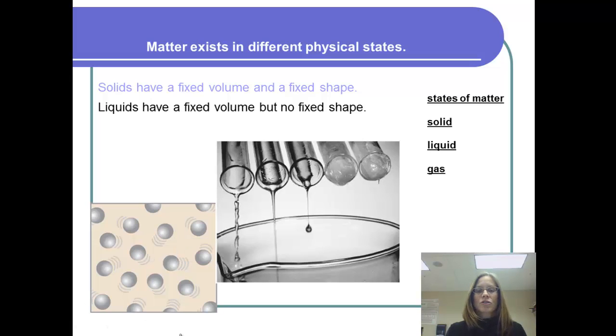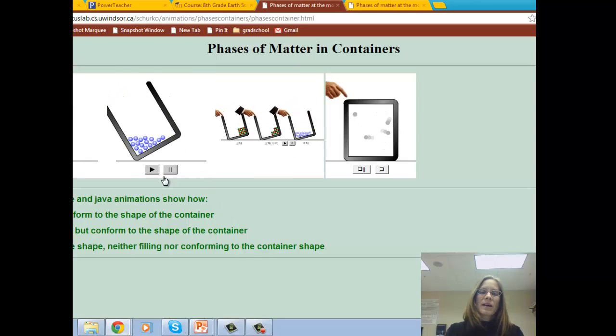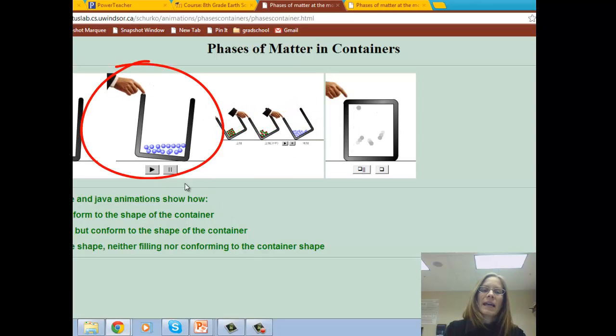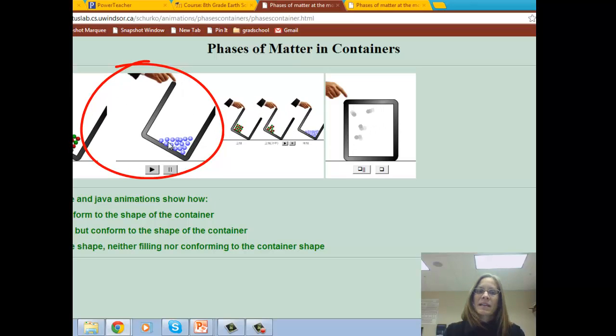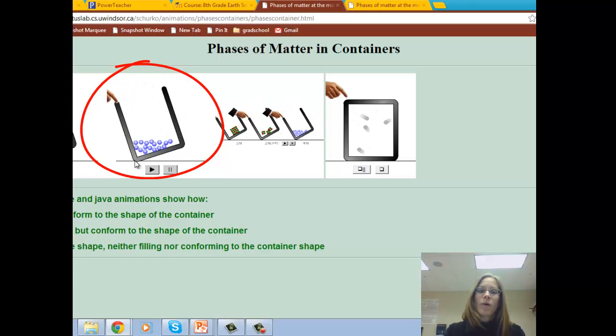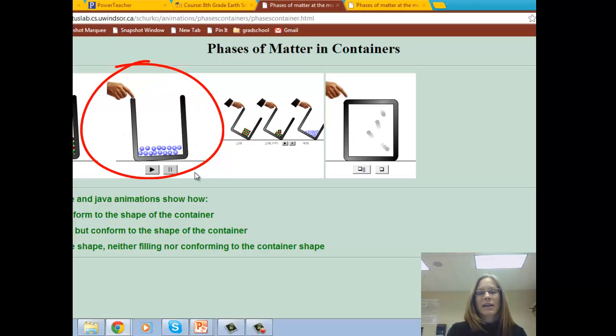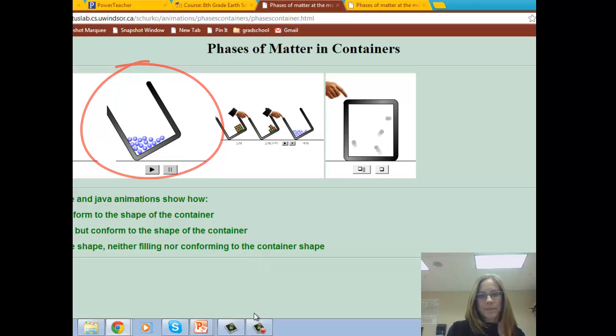If we go back to that animation, we see that with the motion of this container the volume stays the same here. It's the same amount of space being taken up. However, the shape of that liquid changes as that container is moved back and forth.